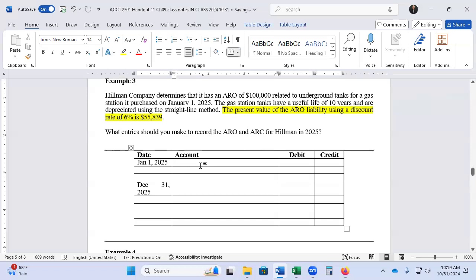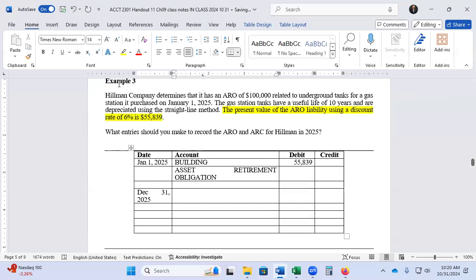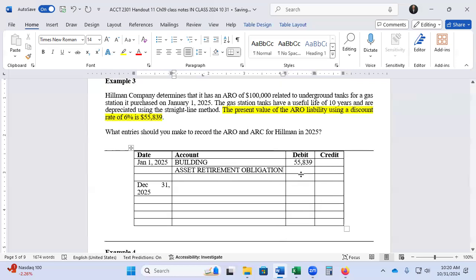So when we have an obligation like this, it goes into the cost of the building. And the amount, 55,839, is our present value of it. And then we have a liability, which is called asset retirement obligation. And that credit is for 55,839.